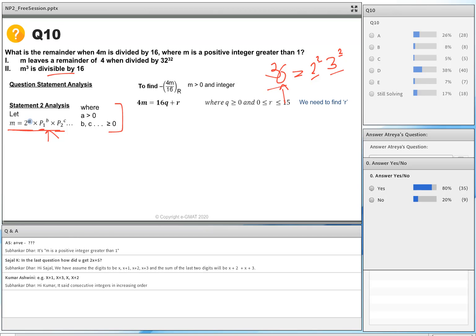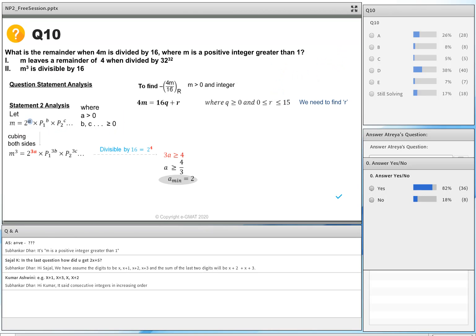So now we have written m to be equal to 2 to the power a times p1 to the power b times p2 to the power c, right? Now cubing both sides, because in the statement I have m cubed, so I need to cube both sides. So m cube would be 2 to the power 3a times p1 to the power 3b times p2 to the power 3c, and so on. Now I'm not much focused on the rest of the parts. I'm more focused on 2.